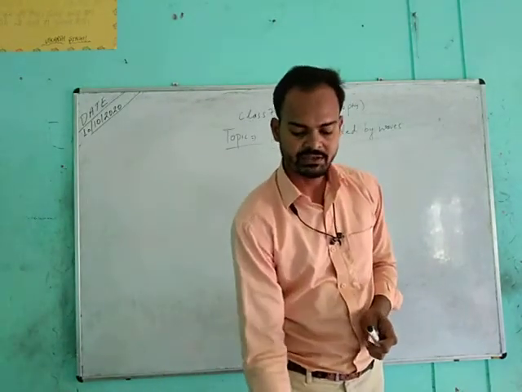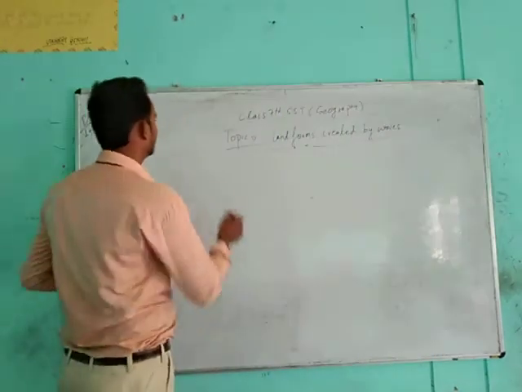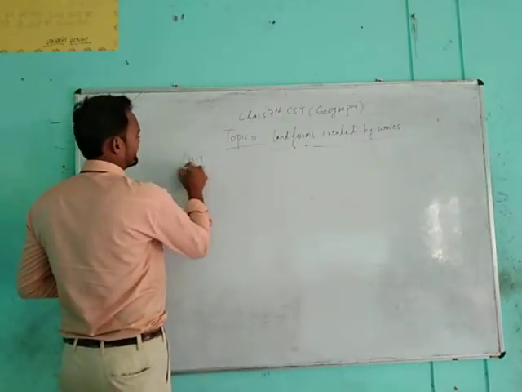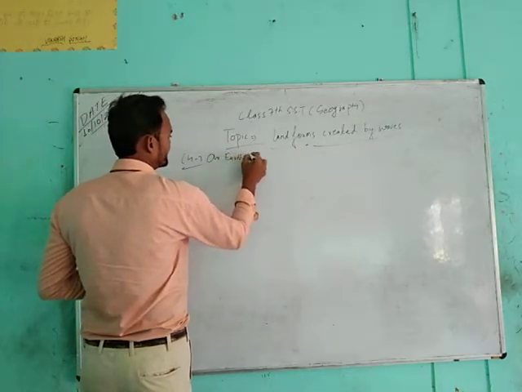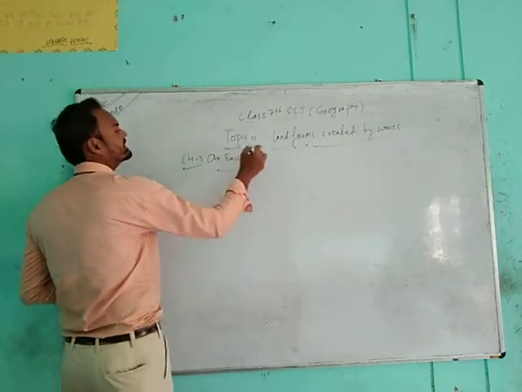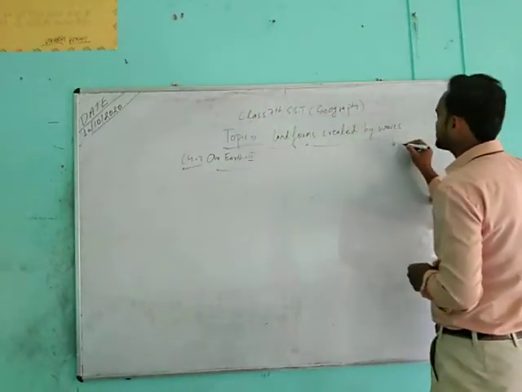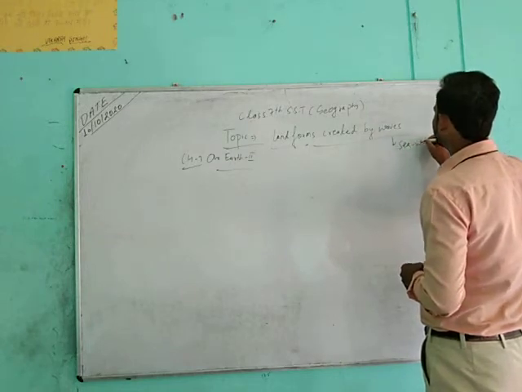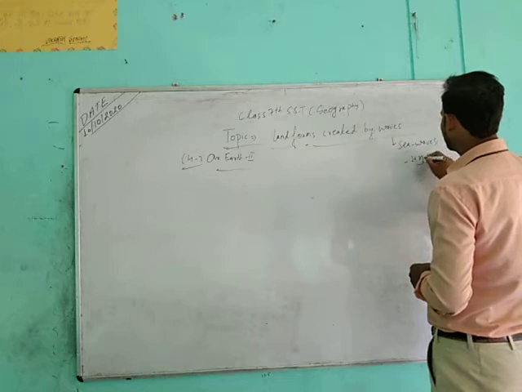We have taken our geography portion today, and in that we are taking chapter 3, Our Earth, part 2, and in that our topic is landforms created by waves. And if we talk about waves, that is sea waves. समुद्र की लहरें.